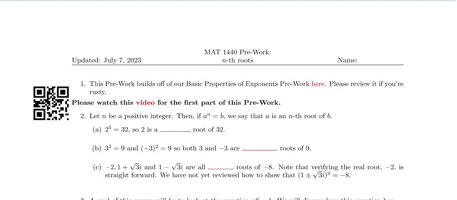Welcome, folks. So building off of one of our earlier pre-works where we looked at properties of exponents, we're now going to look at properties of nth roots. We're going to redefine nth roots and then work some examples.